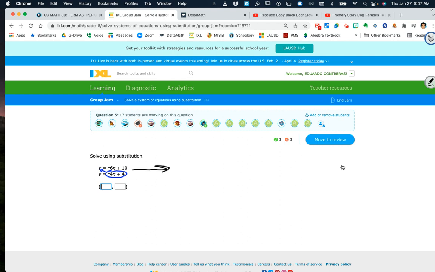So that's what we're going to do. We're going to rewrite that first equation, but instead of the y, we're going to put negative 4x plus 4. Let's do it. So we're going to write this part as negative 4x plus 4 equals negative 6x plus 10. Write that down. Any questions? Did that make sense? Okay.